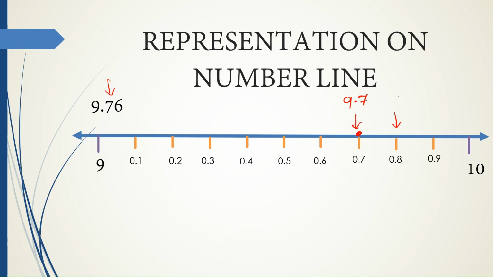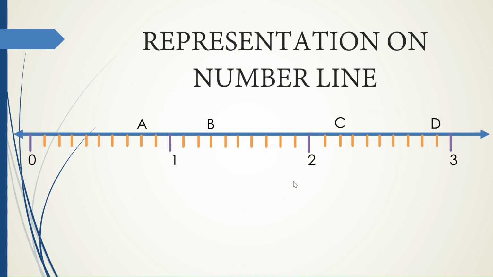9.7 and its successor 9.8. This portion has to be divided into 10 parts again. And then here count the sixth one. So 1, 2, 3, 4, 5, 6. This sixth one is for 9.76.